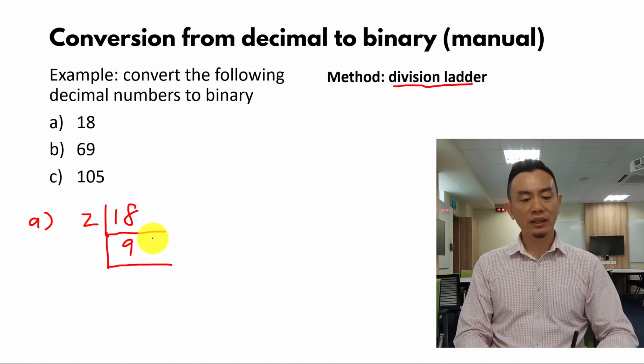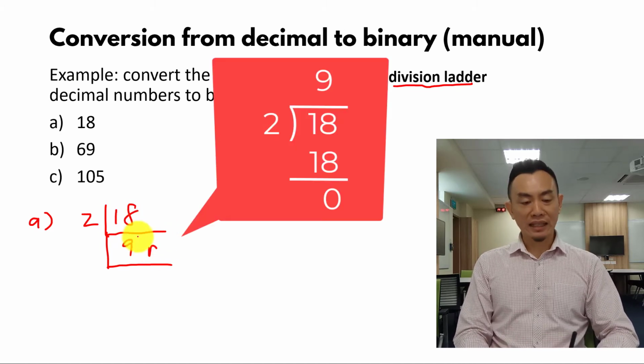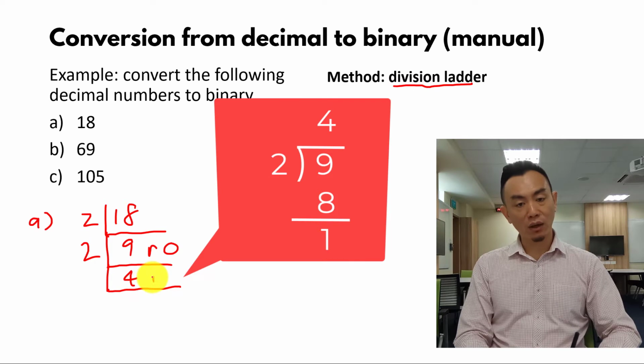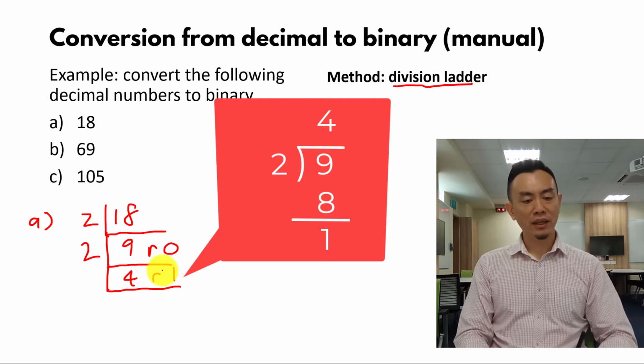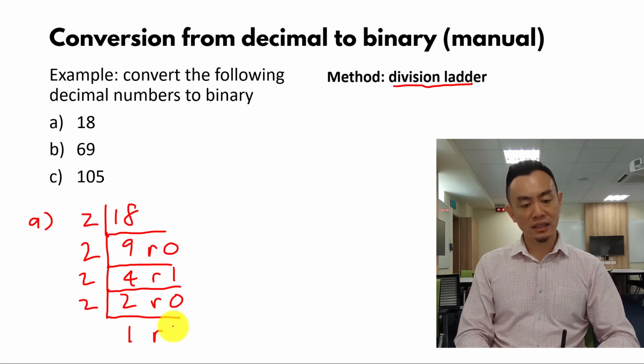Now this is important. You have to write the remainder here. 18 divided by 2 is 9, remainder 0. We divide by 2 again and you get 4 remainder 1, right? Then you divide by 2, this is 2 remainder 0. Divided by 2 again, you get 1 remainder 0.